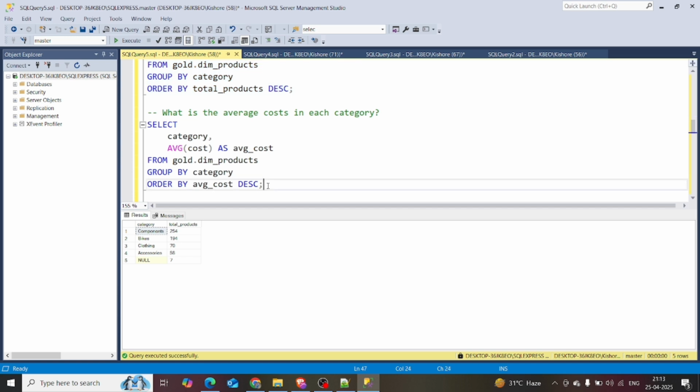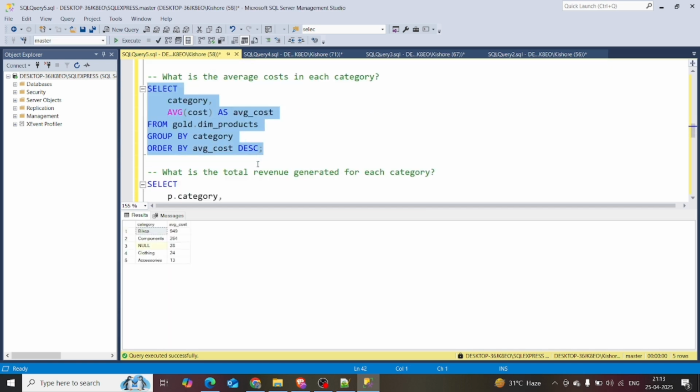When I try the average cost of this, yes, the average cost of the bikes is 941. The bikes are the most selling products in this company, and the components are at 264, and the average cost of the clothing is 24, and accessories is 13.